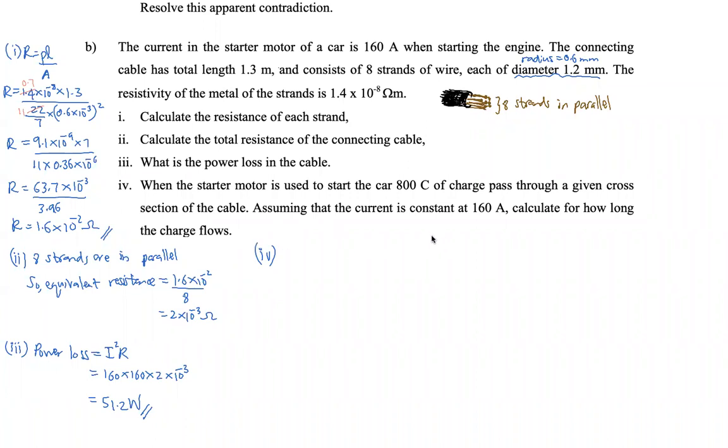That is also simple. What is the equation then? We know charge is equal to current into time. Then time is equal to charge over current. So time is equal to 800 over 160. Now what's the time? 5 seconds.